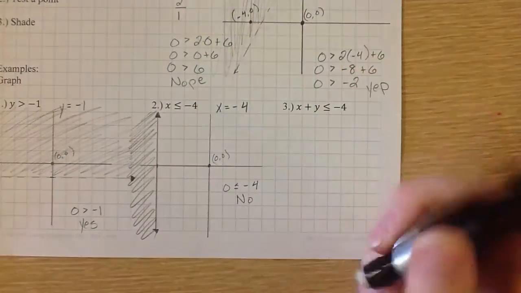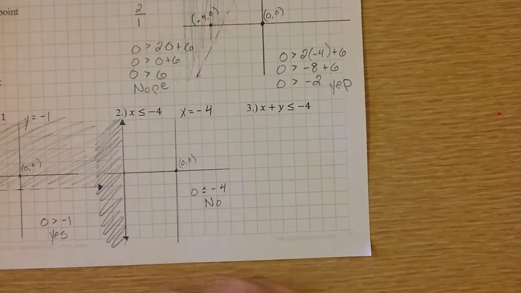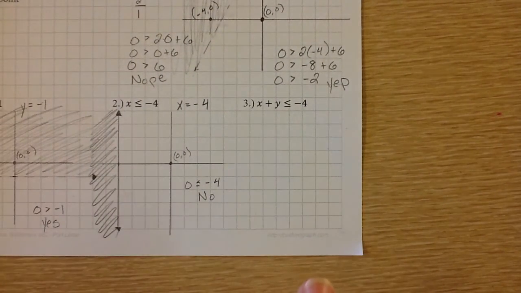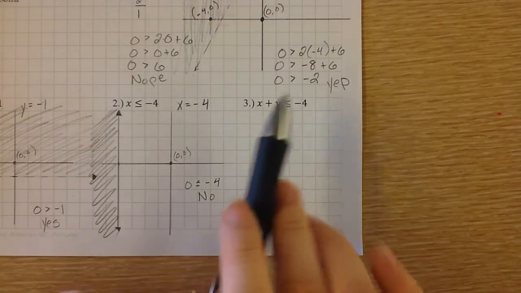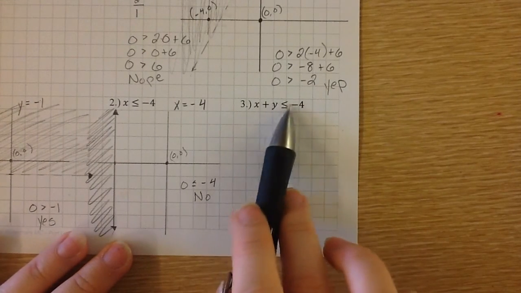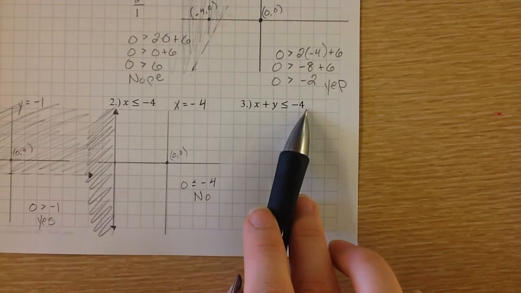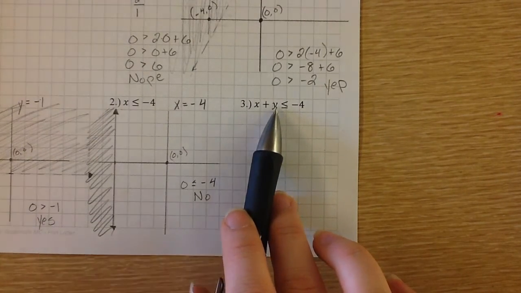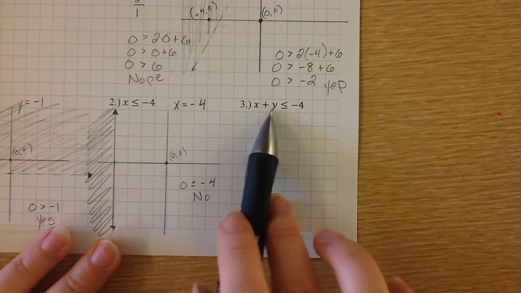All right. Okay, so now let's go ahead and we're going to step it up a little bit. We're going to get away from the horizontal and vertical. Okay, so this next one is x plus y is less than or equal to -4. So my y isn't on one side by itself, so I need to get it that way first. So I need to isolate the y.